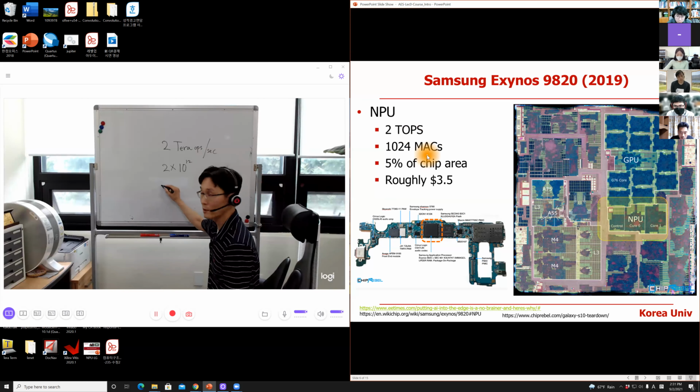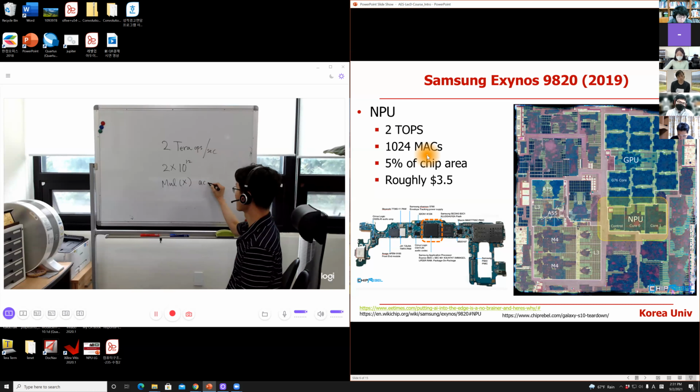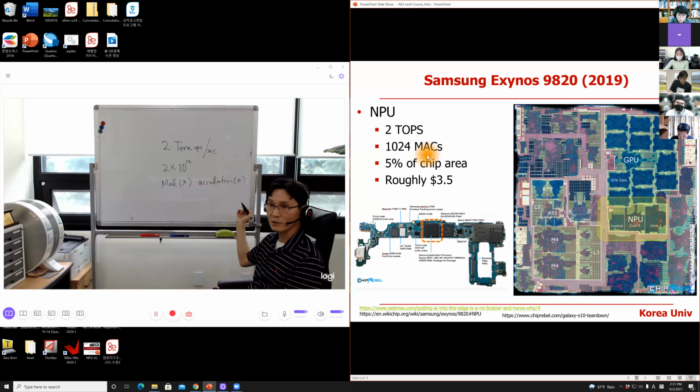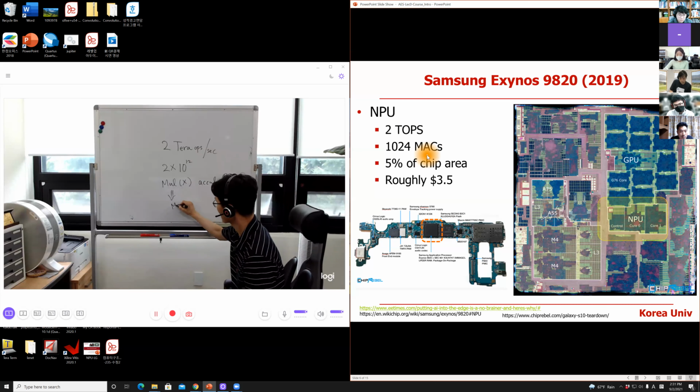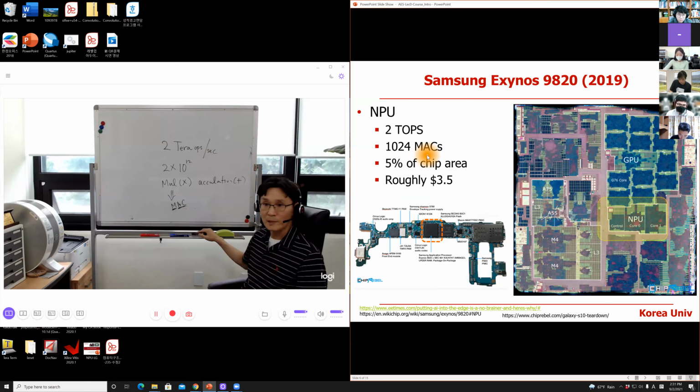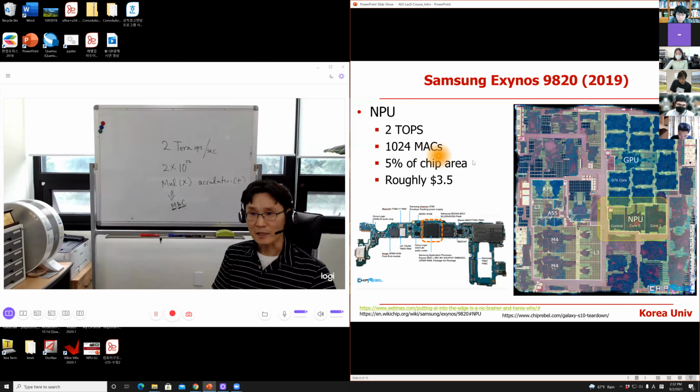Accumulation is addition. You do some multiplication, then addition. That is called MAC, multiplication accumulation. And this spec says this NPU has 1024 hardware multipliers and accumulators.